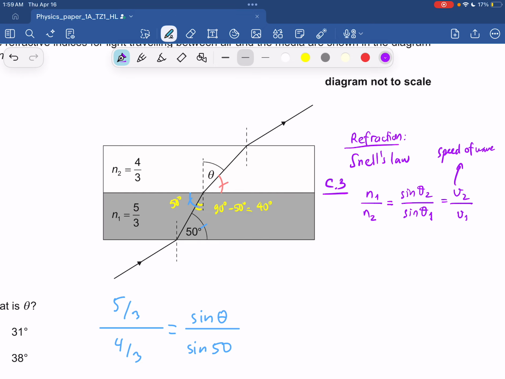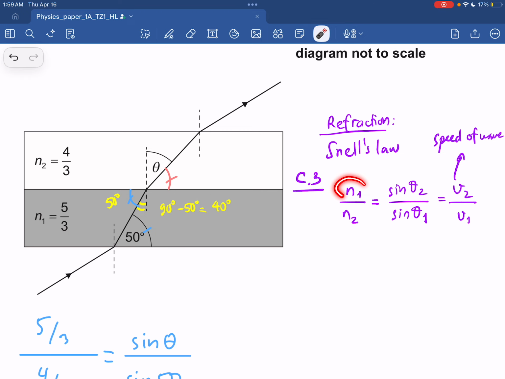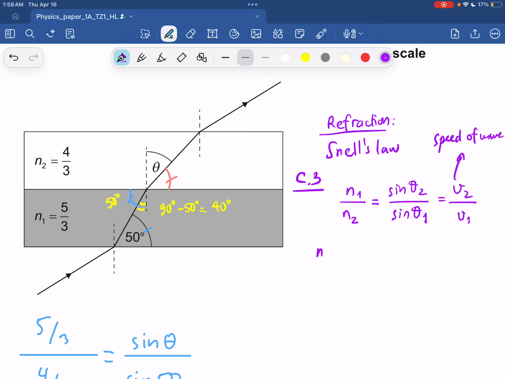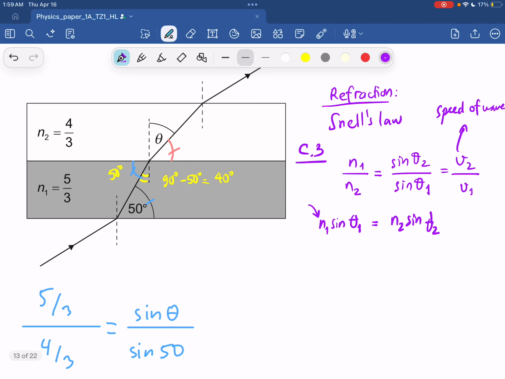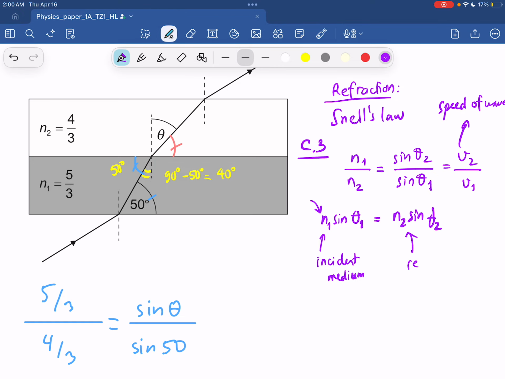For me, I prefer to learn it the other way, like this. If I multiply both sides, like the butterfly, it helps me remember it more easily. Because whenever I have the refractive index of a medium, I multiply it with the sine of the angle in that medium. So like this one and like this one. So what is n1 and what is n2? 1 means it belongs to the incident medium, and 2 will be the refractive medium.